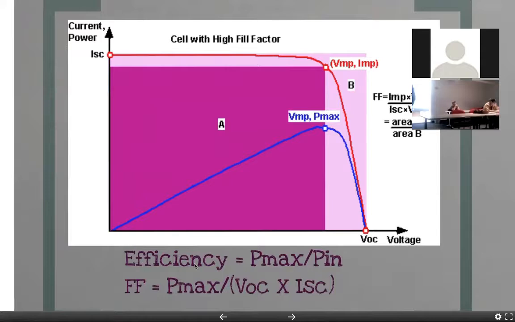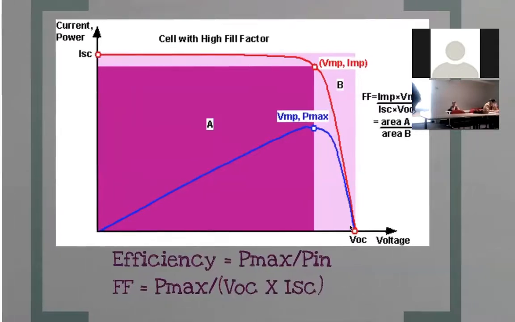The efficiency, which is of course the most important metric that we're trying to get to, is the output power, typically the maximum output power, divided by the input power. The maximum output power is simply IMP times VMP, but the input power depends upon the lighting conditions. So it can vary, but this is something you have to characterize separately. So the fill factor is Pmax divided by VOC times ISC, just like here. These are the most important things to keep in mind when you're measuring solar cells.